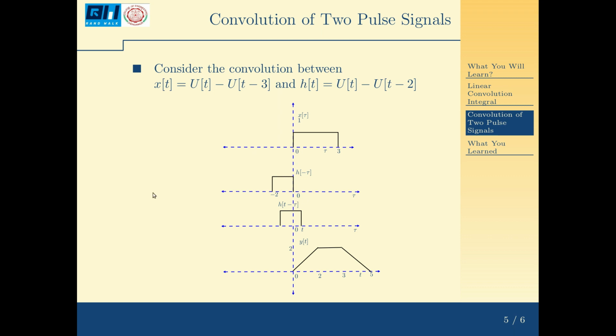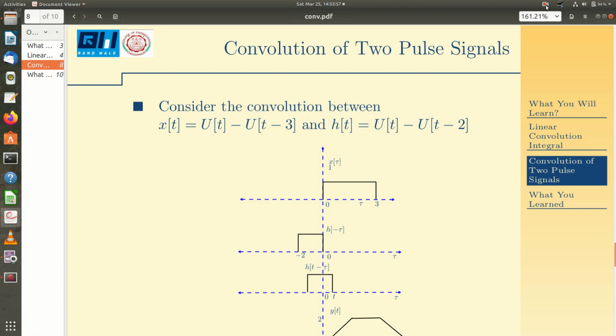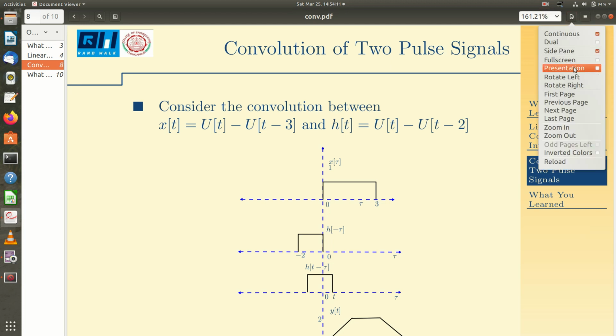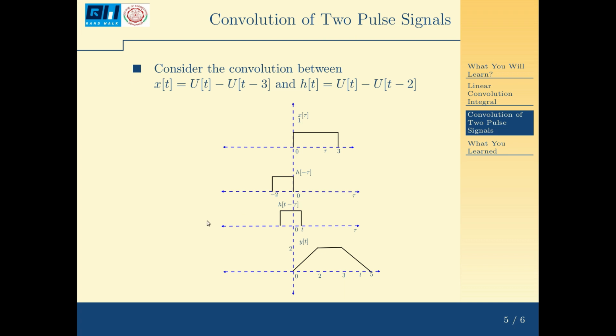We can see that from minus infinity to 0, this convolution integral will be 0, because there is no overlapping between x(tau) and h(t minus tau). This is h(t minus tau), delayed by t units, or shifted by t units. So for t from minus infinity to 0, this will be 0, because there is no overlapping region between h(t minus tau) and x(tau). So from minus infinity to 0, the output y(t) is 0.